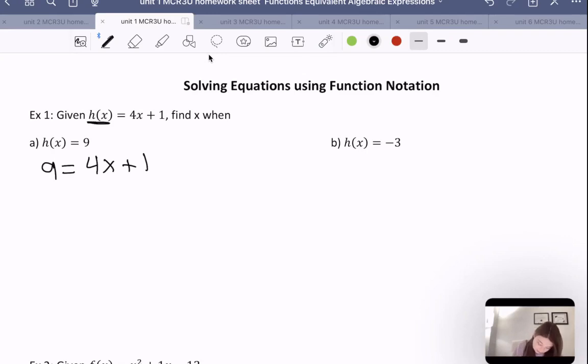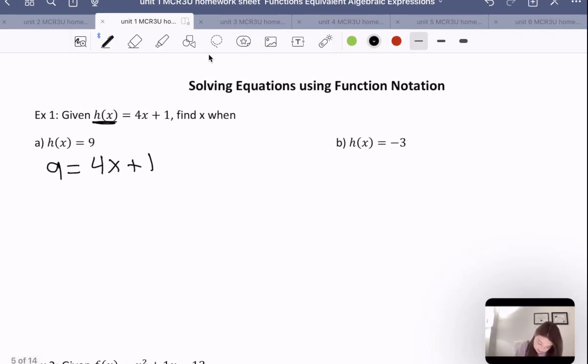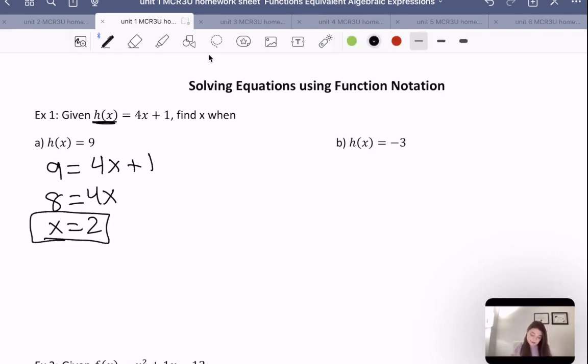So here I replace the h of x with 9. Now I'm going to solve. I'm going to say therefore 8 equals 4x. So therefore x is 2. So therefore we found x. We found out that x is equal to 2 when h of x is equal to 9. So we found out that when the output is 9, the input is 2. Now don't be fooled. It is possible for there to be multiple inputs for the same output. That's okay. However, in this situation, it's a line, and so there's only going to be one, right?